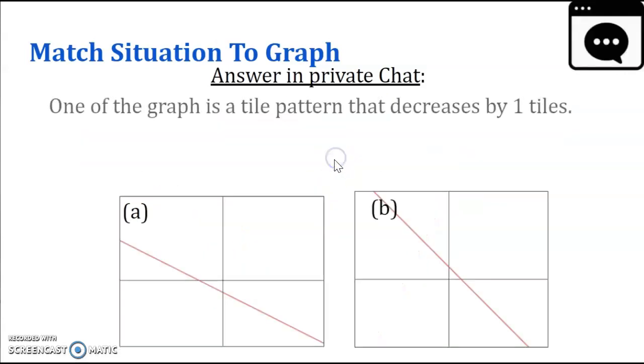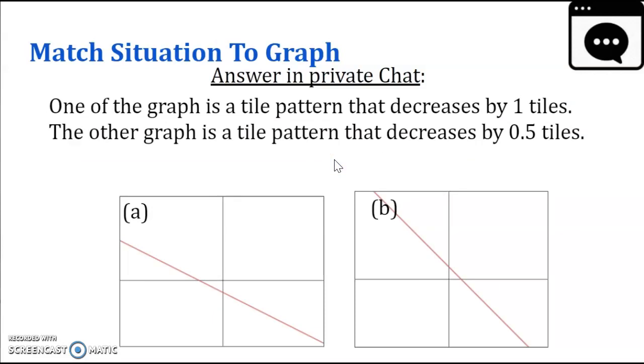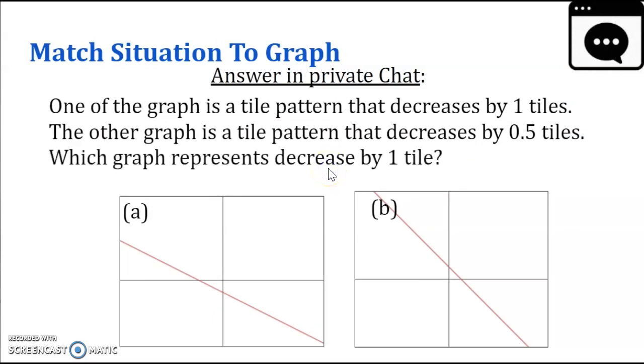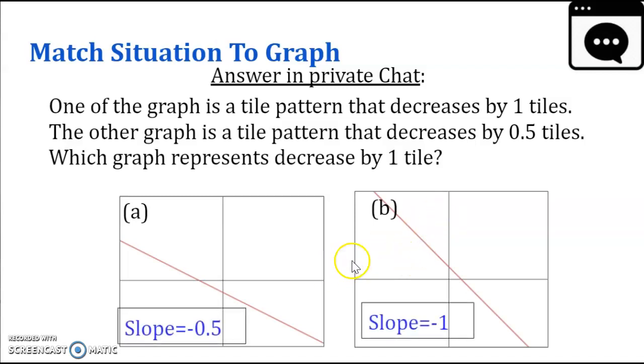What about this situation? One of the graphs of the tile pattern is decreased by 1 tile, the other is decreased by 0.5. Which represents decrease by 1 tile? Again, 1 and 0.5. We are looking for a bigger slope, the bigger number of slope. That means it's more vertical. Which is more vertical between the two? That means it's graph B.